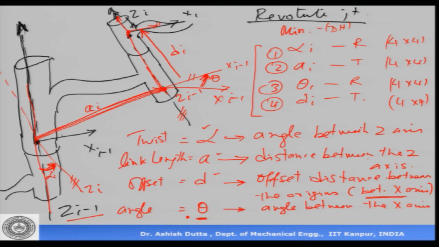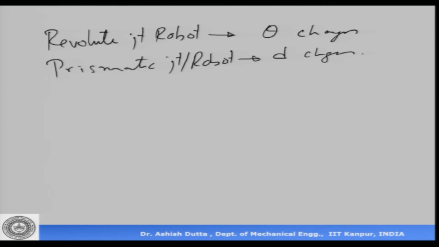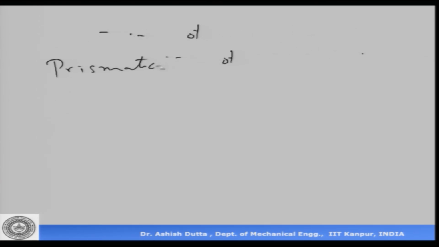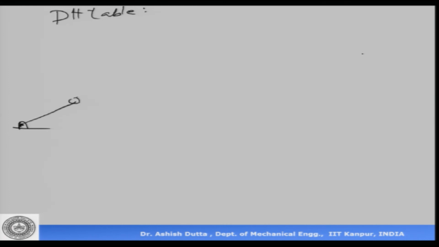Now, using these 4 parameters we define what is called the DH parameter table. Okay. So, let us look at the DH parameter table next. Using these 4 parameters we make the DH table. Okay. So, let us look at the example that we just did, which I showed in the robot there. So, these are 3 links which are there.